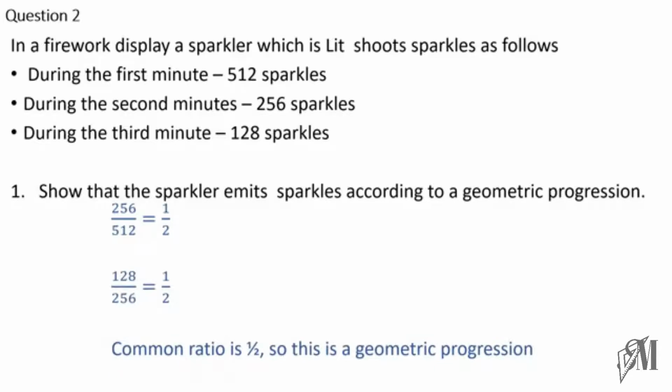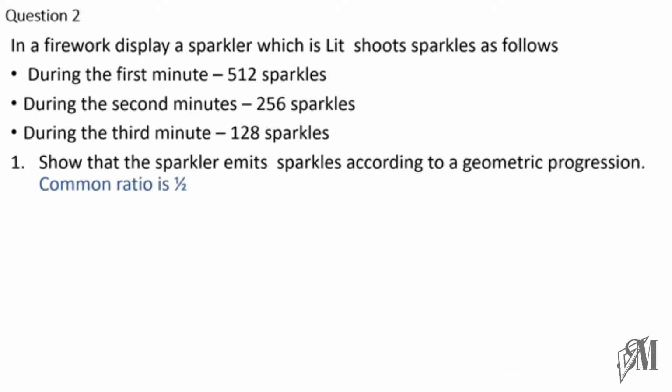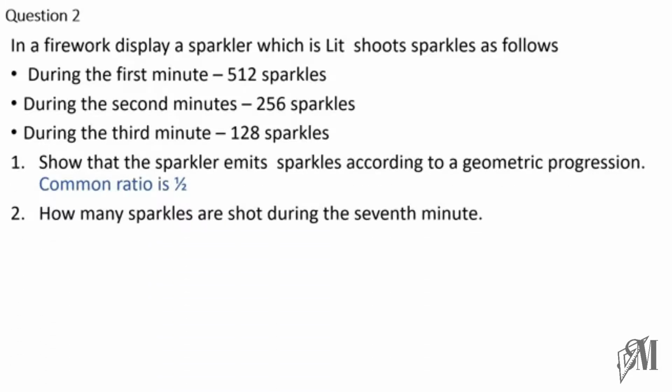So we can say there is a common ratio which is equal to half. So this is a geometric progression. Then the next part of the question is how many sparkles are shot during the 7th minute. So we have to find T7, the 7th term of this progression.